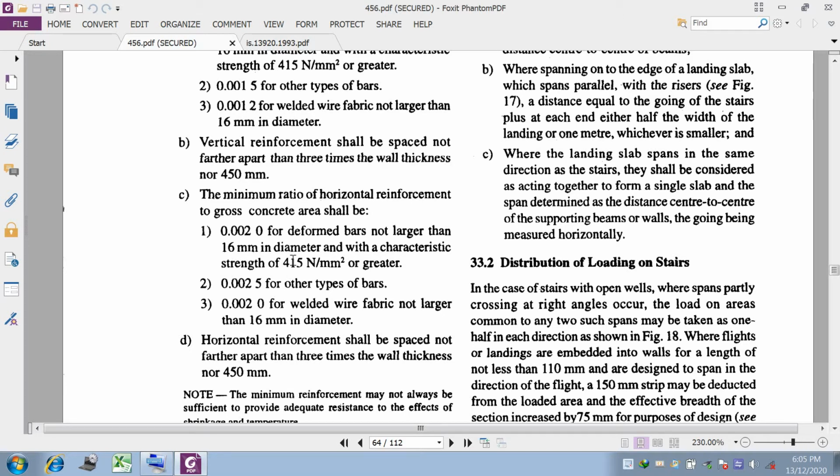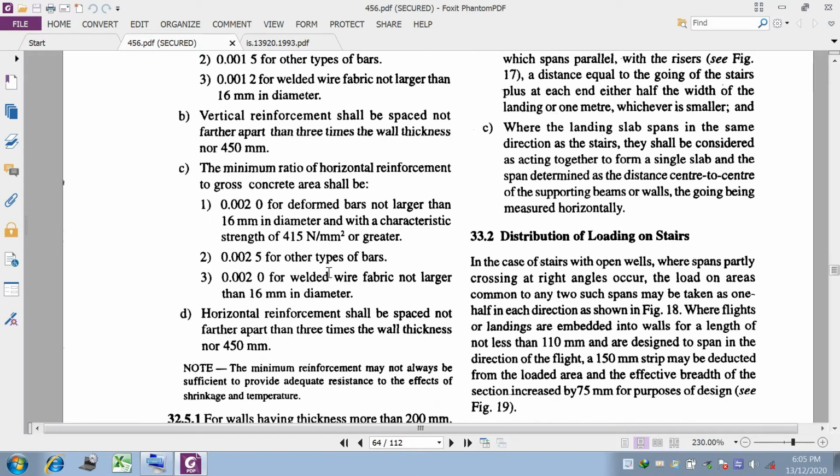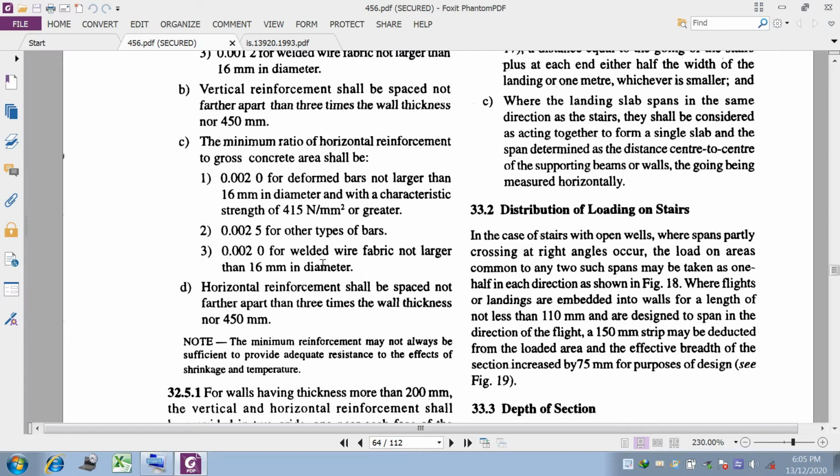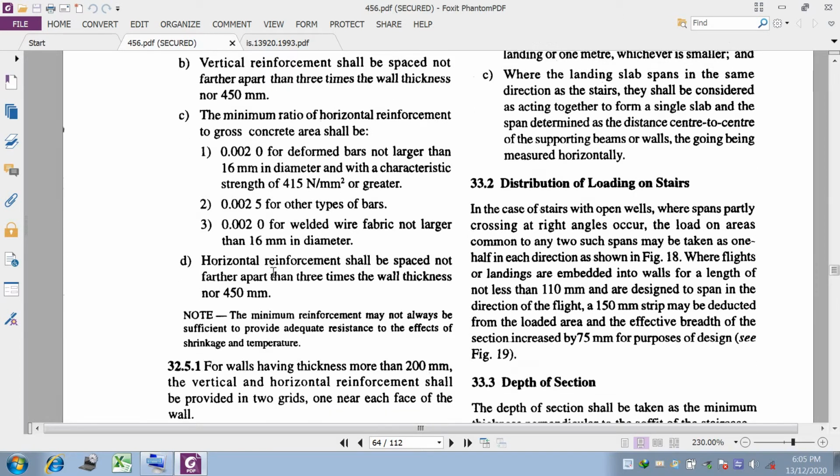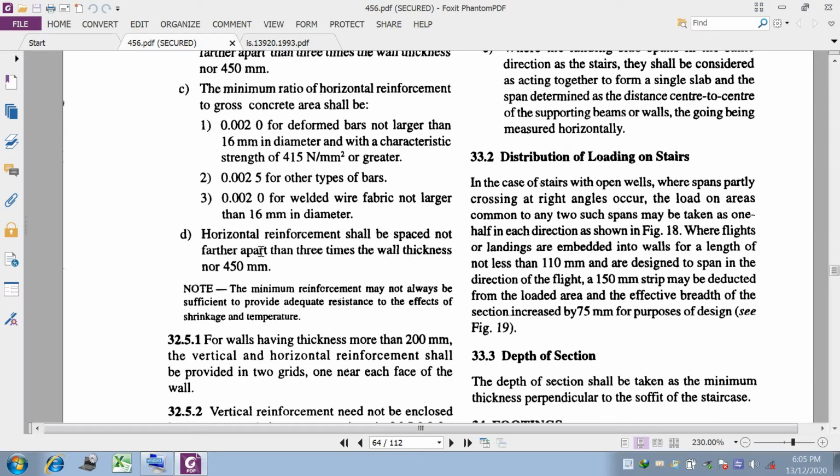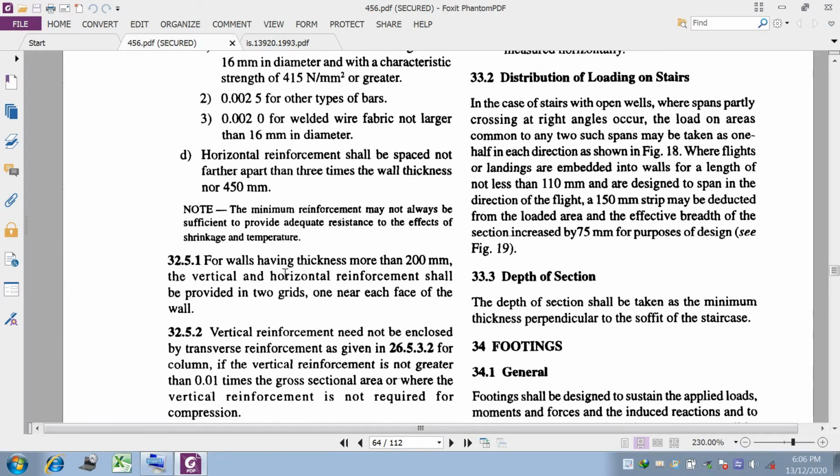The other two requirements are applicable for different cases. The welded wire is not applicable, so we are interested in these two. Then the horizontal reinforcement shall be spaced not farther apart than 3 times the wall thickness. Then the wall having a thickness of more than 200 mm, so this clause is very important.